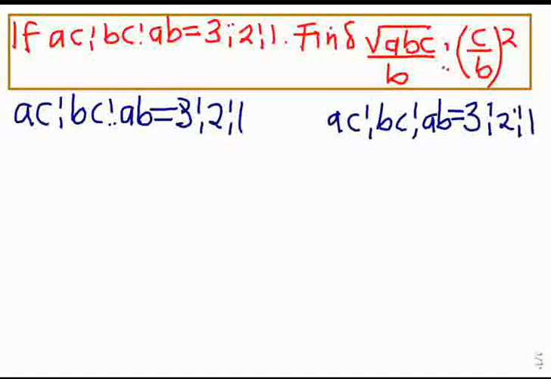In this video we are asked to find the ratio of the square root of ABC over B to C over B all squared. We are given that the ratio of AC to BC to AB is 3 to 2 to 1. Now how do we find the ratio of these two terms?